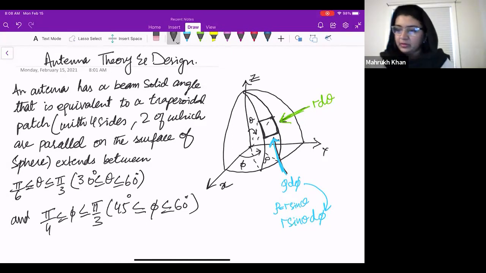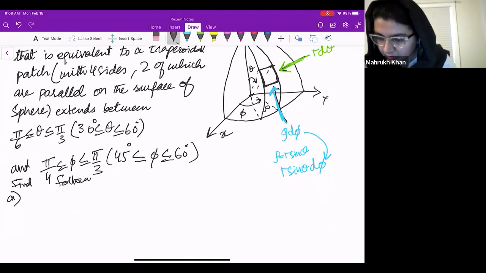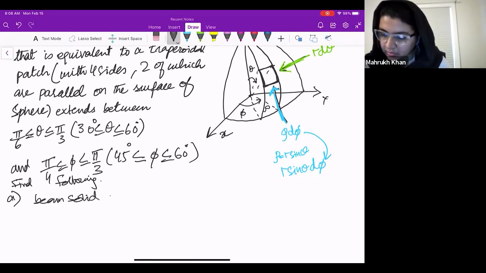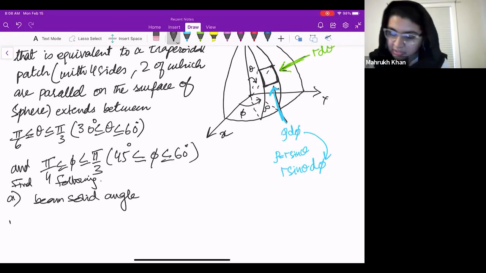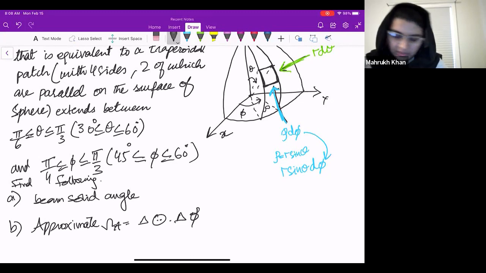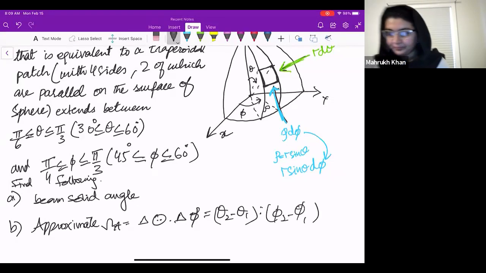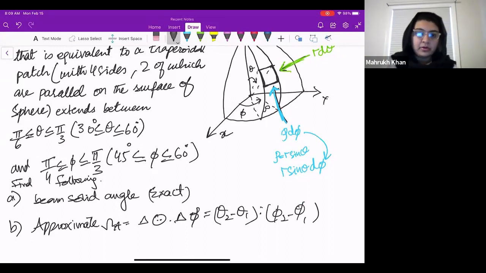Okay, so what we have to do is find the following. So they have told you that there is an equivalent beam solid angle that you have to find. And then there is an approximate solid angle that you have to find. So they have said that the approximate angle is change in phi and change in theta. So it's theta 2 minus theta 1, they have defined this, and it's phi 2 minus phi 1. That's what we have to find, okay? So are we clear about this beam solid angle change, right?